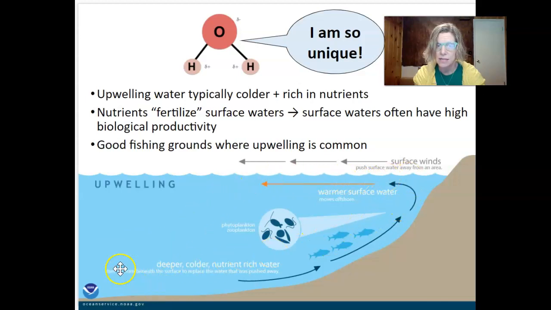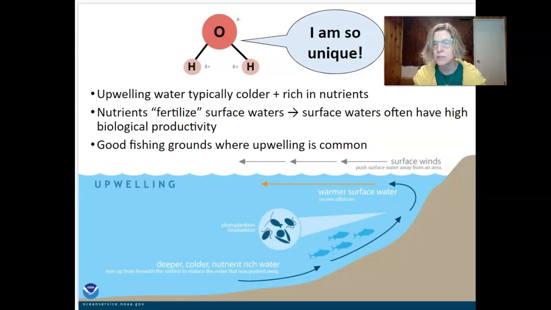This is where we have that deeper cold water in certain locations pushed back up to the surface, and that warmer surface water, which moves offshore, is pushed away by the winds, okay? And we call that an upwelling because it rises from beneath the surface to replace the water that was pushed away. Remember that we have that sinking going on, and so then we have that constant movement of water as it sinks and then is brought back up.